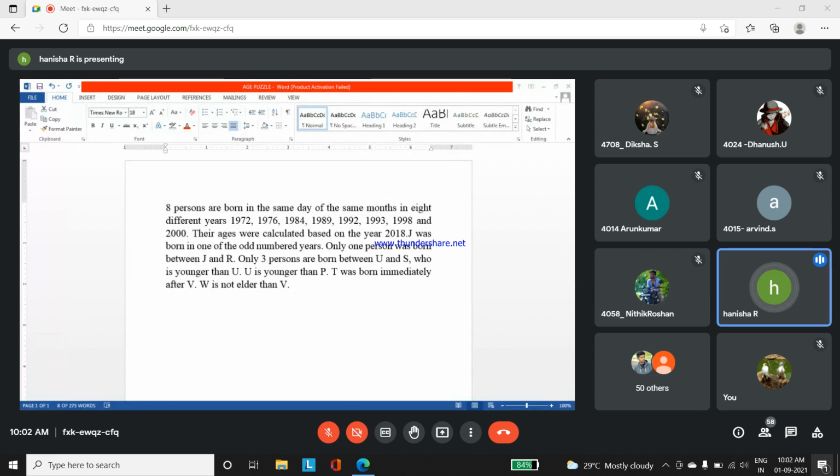Okay, so before going in depth, first I'll read the question and then we can go into detail. So 8 persons are born in 8 different years. Their ages were calculated based on the year 2018.